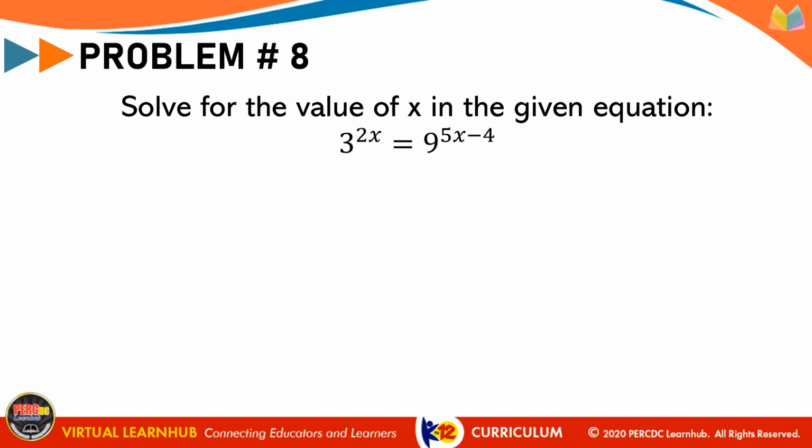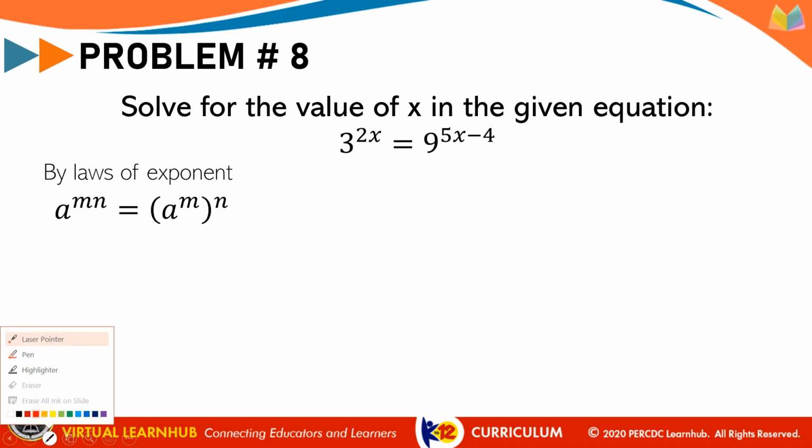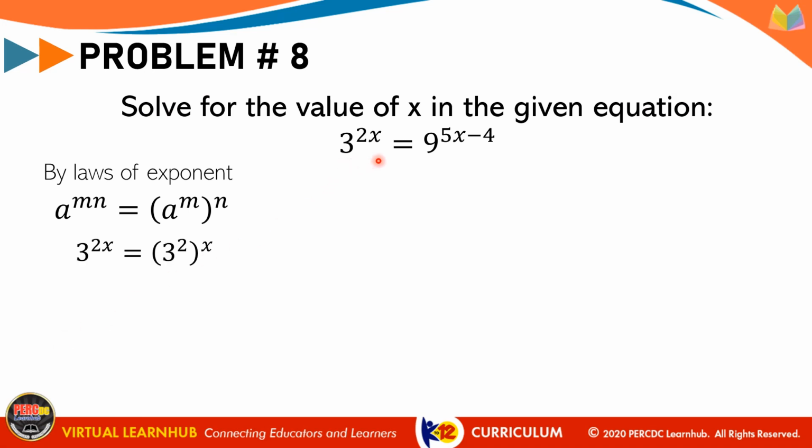For problem number 8, solve for the value of x in the given equation 3 raised to 2x equals 9 raised to 5x minus 4. By the law of exponents, we know that a raised to mn is equal to a raised to m raised to n. So, if we take 3 raised to 2x here, we can say that 3 raised to 2x is also equal to 3 squared raised to x.